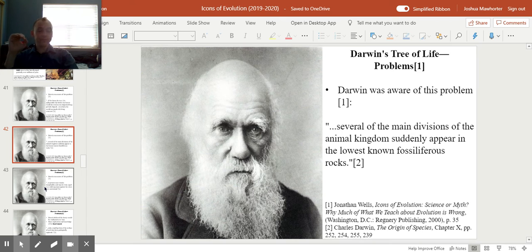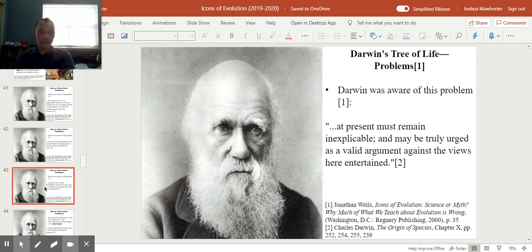He also wrote, several of the main divisions of the animal kingdom suddenly appear in the lowest known fossiliferous rocks. So he recognizes his problem, that several of the main divisions of the animal kingdom are already there, fully formed at the lowest level, when his expectation would be the opposite, that they wouldn't be there yet, that it would diverge and grow over time.